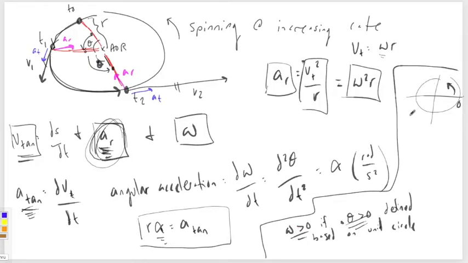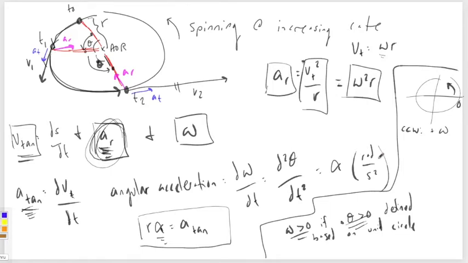If you're going counterclockwise, you're going to have a positive omega. If you're going clockwise, then your angle will be decreasing. Based on the unit circle, your angle will be decreasing as time goes on.